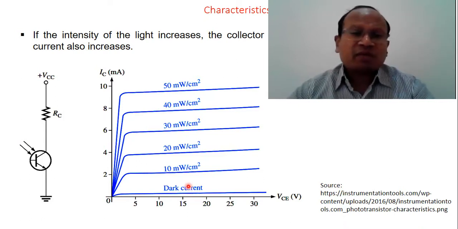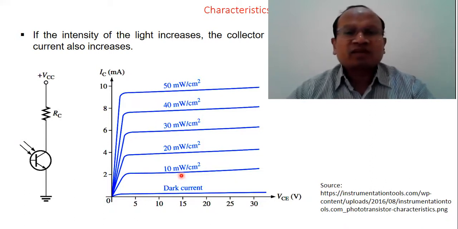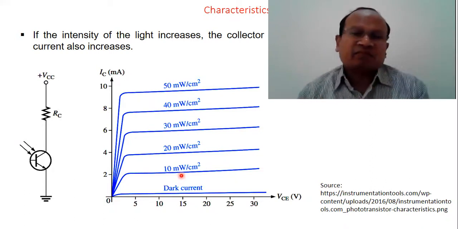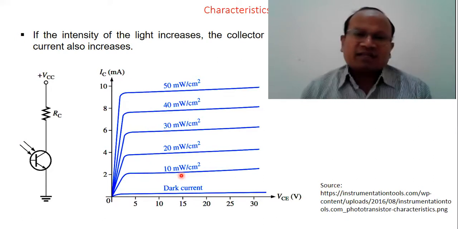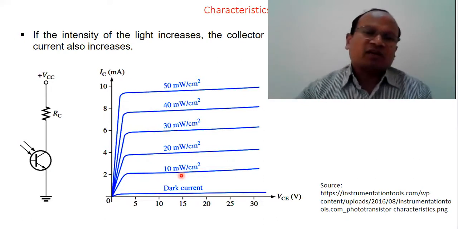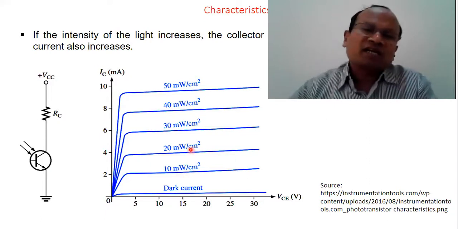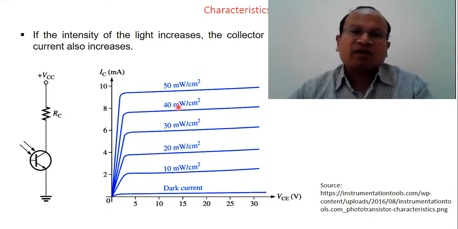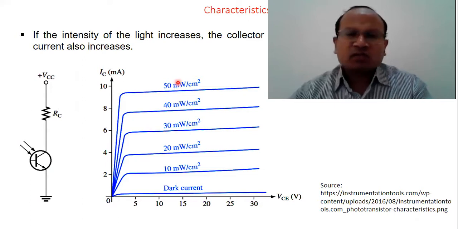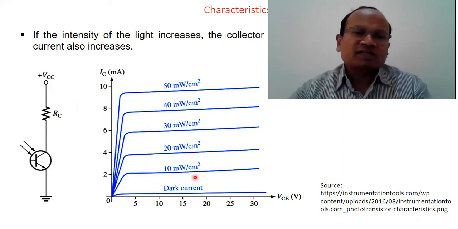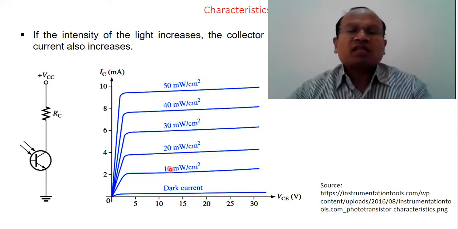Even in the absence of light, there is some amount of current, that is the dark current. And then when it is 10 milliwatt per centimeter square, you can say it's a light density, the optical power density per unit area. How much is the optical power? 10 milliwatt per centimeter square, 20 milliwatt, 30 milliwatt, 40 milliwatt, 50 milliwatt. One thing can be seen very clearly here, that when we are increasing the optical power density, the collector current is increasing.